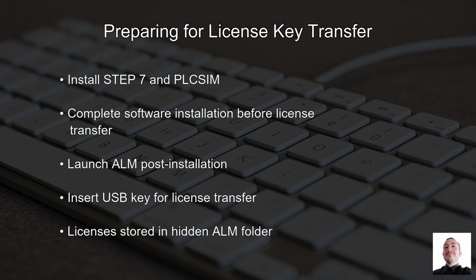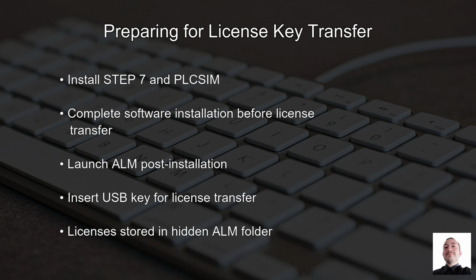Once all software is installed, launch ALM. Insert your USB key when prompted, and the license will be transferred to your hard drive. Remember, the licenses are stored in a hidden, system-level folder created by ALM, so you won't see them in your file explorer. This approach not only streamlines the installation process but also ensures that all components are correctly configured before the license is activated.